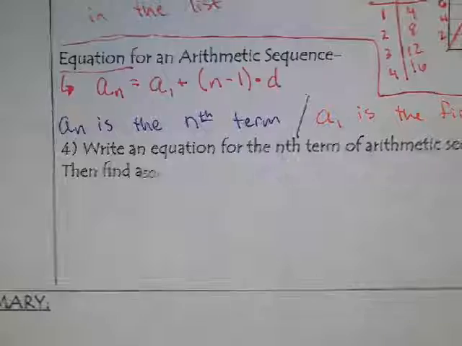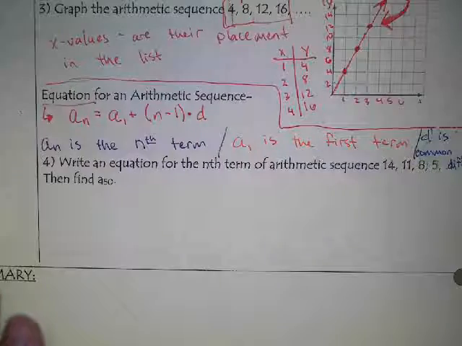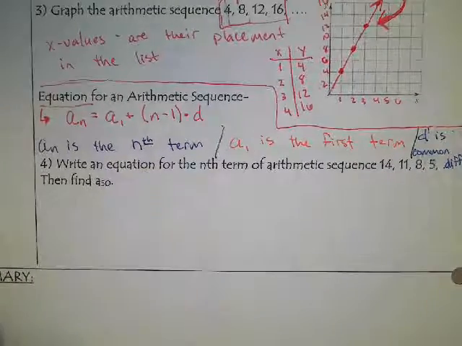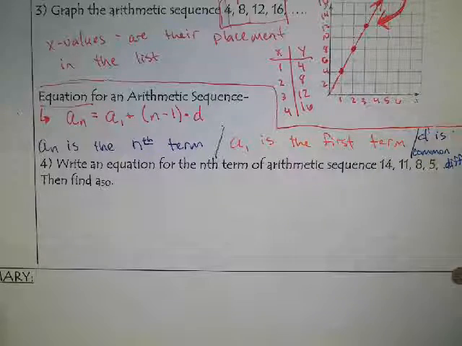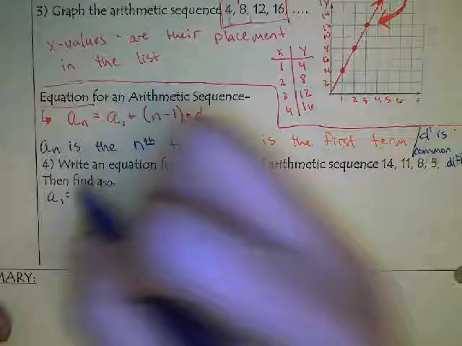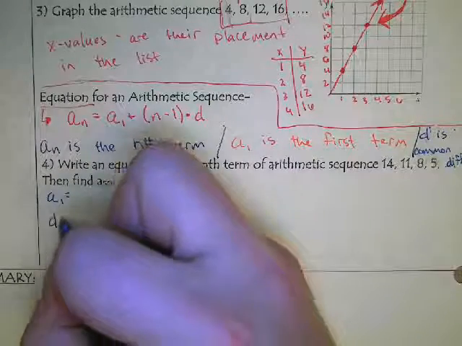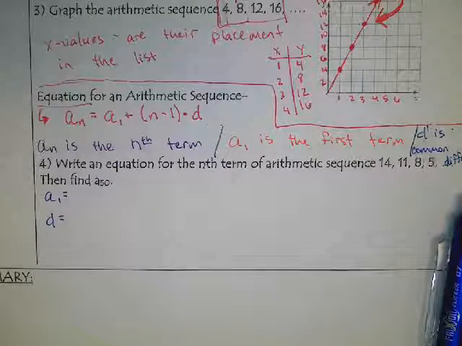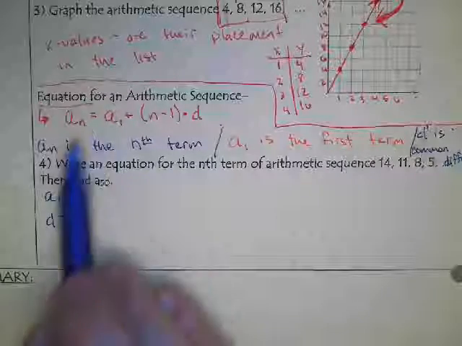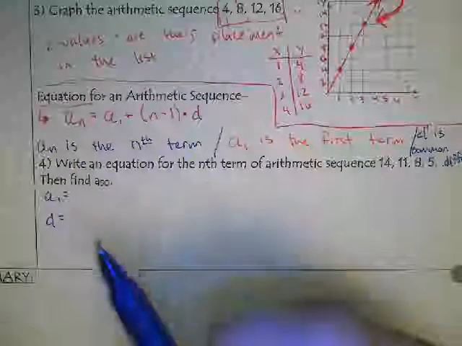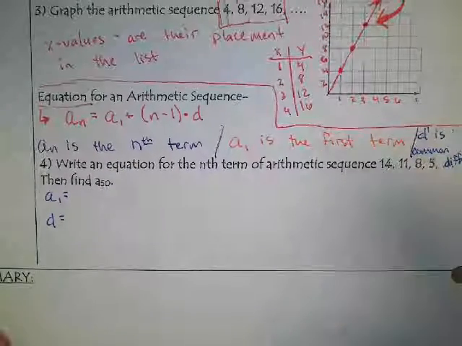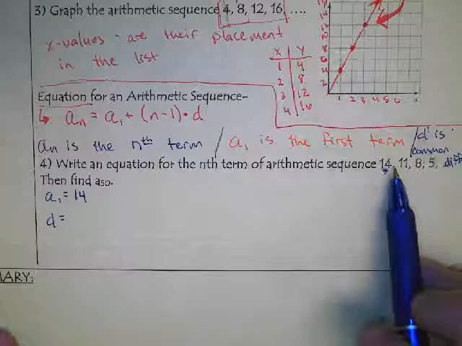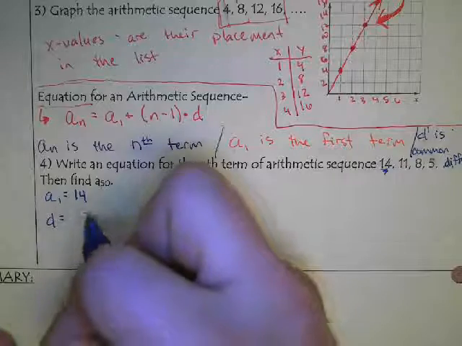Okay, so let's look at this one. Write an equation for the nth term of an arithmetic sequence, 14, 11, 8, 5, and then find a sub 50. So what we'll need to identify is what a1 equals and what our d equals. And once we identify these things, we can plug them in to our equation. So our first term is going to be the first term listed. That's our 14. And then our common difference would be, well, I'm going down by 3 every time, so my common difference is negative 3.